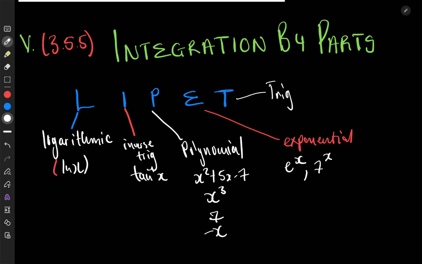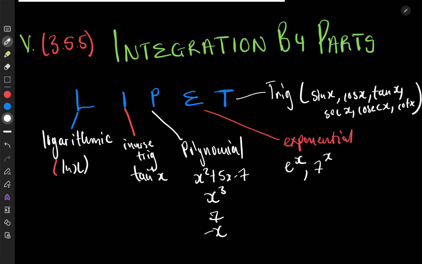Then the last we have trig functions. And what would we have in trig functions? 6 guys. Sine x, cos x, tan x, then sec x, then cosec x, and then cot x. These 6 are all trig functions.